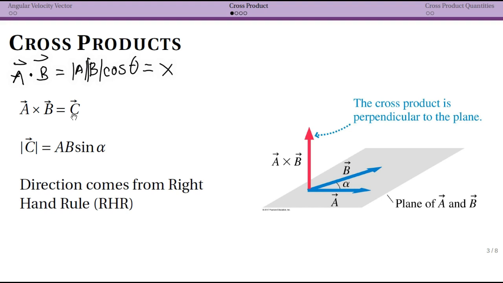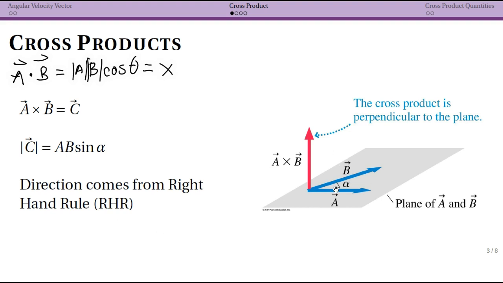Part of what makes it more complicated is that you have to determine the direction of that vector. Before, you had the magnitude of A, magnitude of B, cosine theta. Now it's magnitude of A, magnitude of B, sine of the angle between them, which is called alpha for this picture, but you could still call it theta. But the direction has to come from the right-hand rule. So the magnitude is not too hard, the direction is.